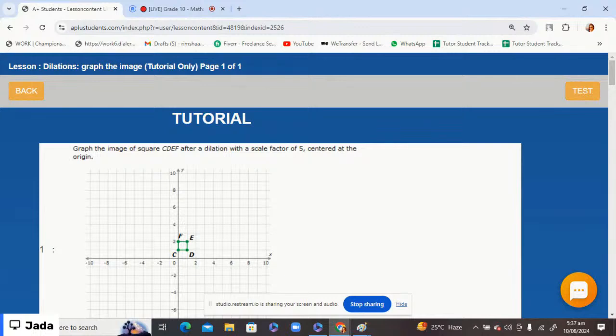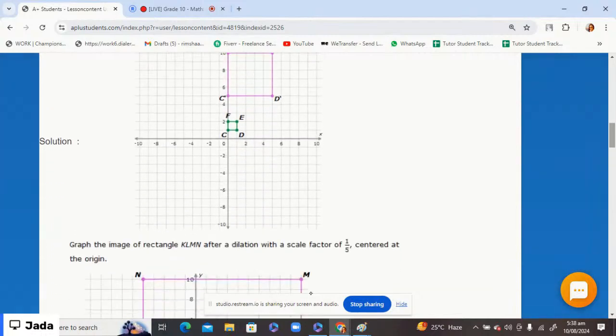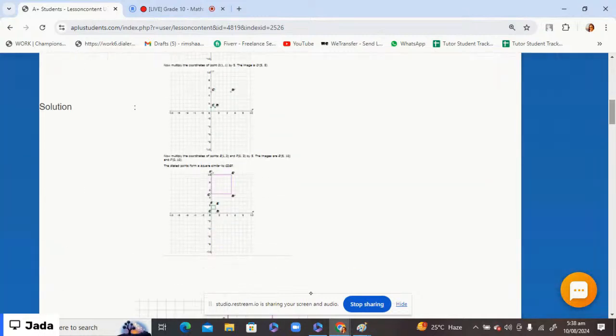for example, the graph questions, and when you are given a scale factor, okay, like: graph the image of the square CDEF after a dilation with a scale factor of 5 centered at the origin. So look at here. When we see these kinds of questions, how can we find it out? We first of all check the question. What is your scale factor? That is 5.